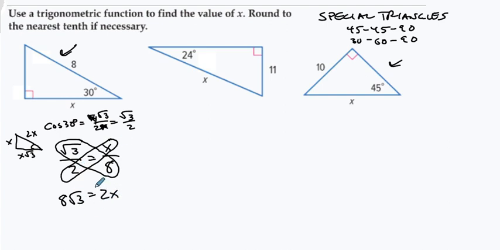Now it's just a matter of solving for x. All we have to do to solve for x is divide by 2. When we do that, you get x is equal to 4 times the square root of 3. And then it says round to the nearest tenth if necessary. So all we got to do is put 4 times the square root of 3 into a calculator.